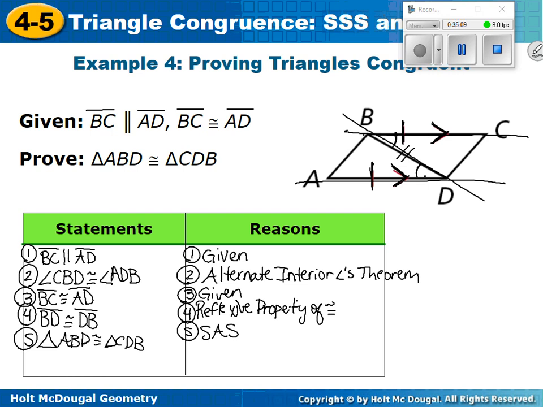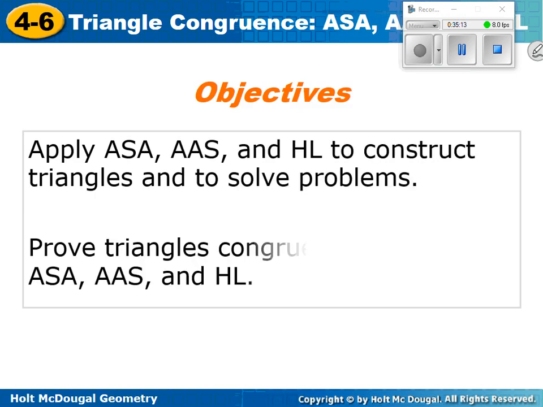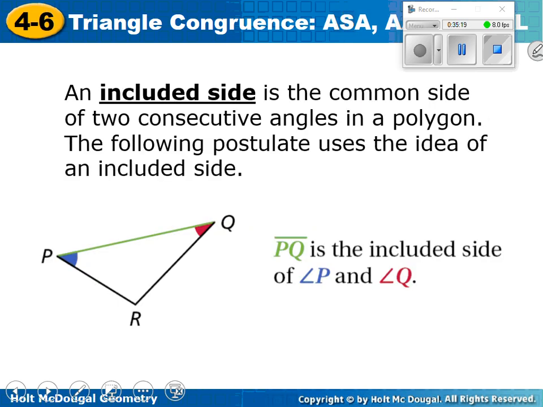Okay, moving on. 4-6. So on these, this is where they're going to talk about the last three that I started out the lesson with. Again, they're going to talk about an included side because remember on these we had a difference between 3 and 4. Where was the side at? If the side is in between the two angles, we call it the included side.